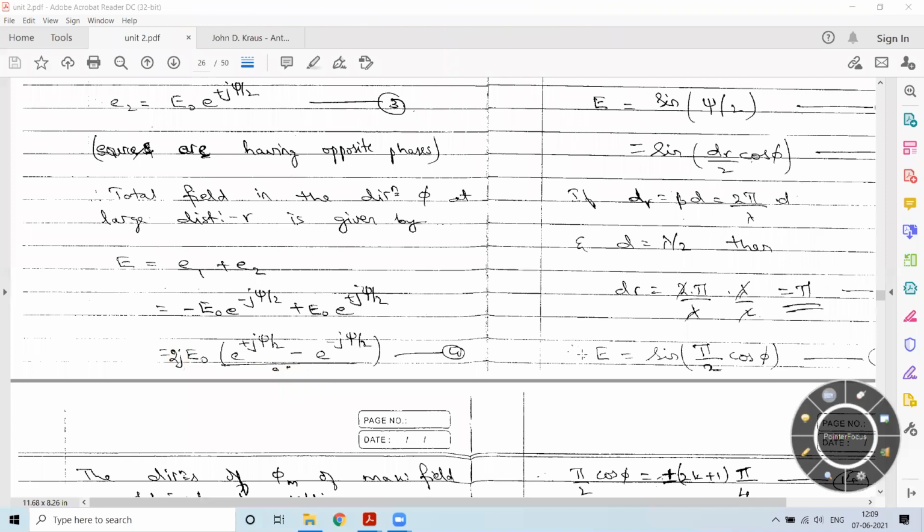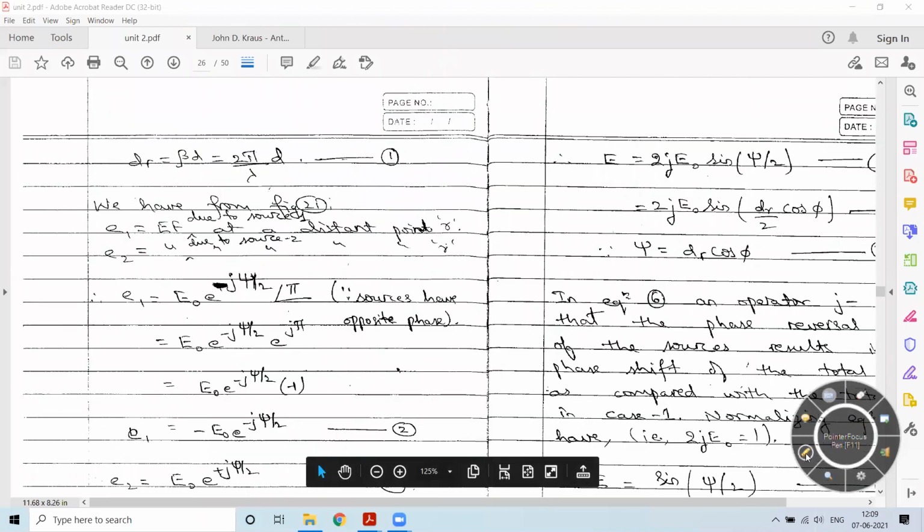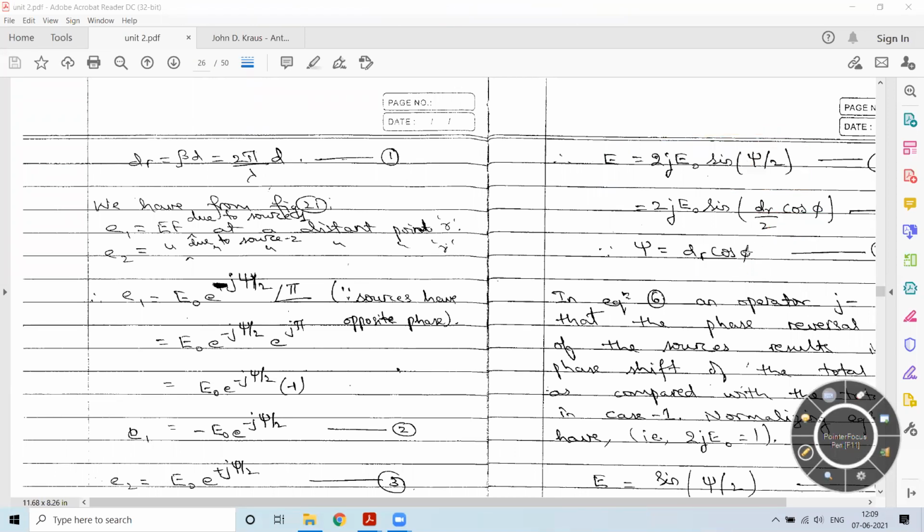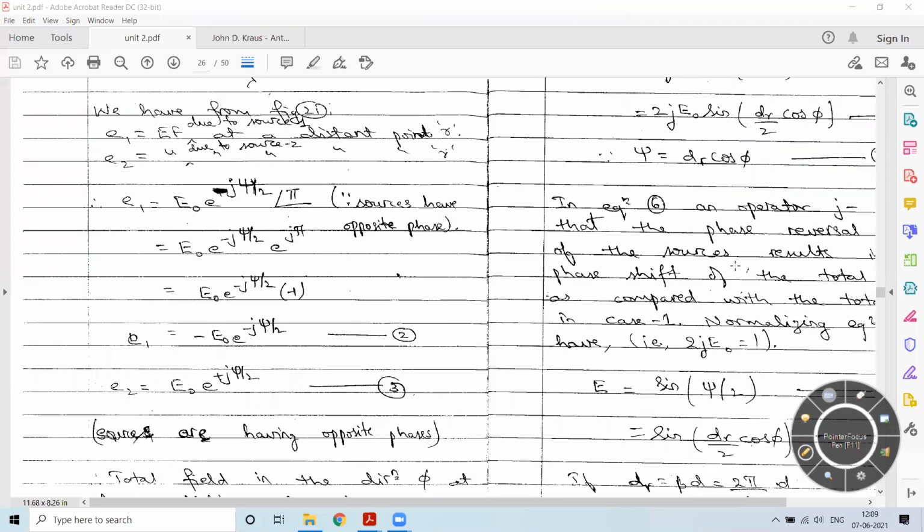And when I simplify this equation, what I'll be having is the equation for total field, which is given by 2 times j E naught sine psi by 2. In the previous condition I got cos psi by 2. Now what I'm getting is sine psi by 2. So this is what we are obtaining. And what is psi? Psi is dr cos phi. If you substitute it in this equation, you have dr cos phi divided by 2. So this is the parameter we are getting.